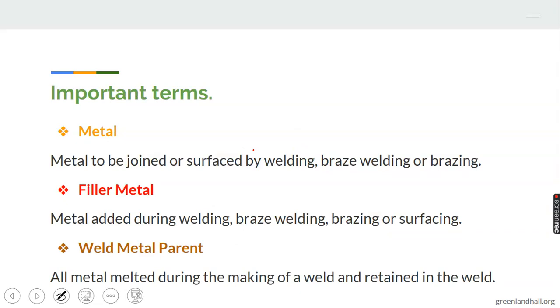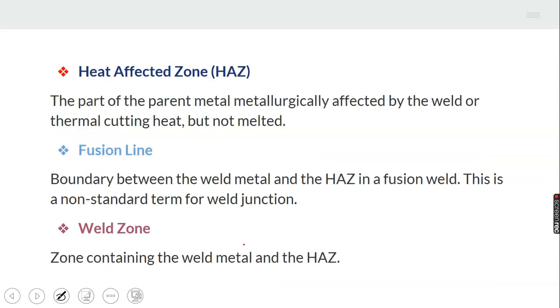Number one is the parent metal, the metal to be joined or surfaced by welding, braze welding, or brazing. Then the filler metal, which is the metal added during welding, braze welding, or brazing of surfaces. Then we have the weld metal, the metal melted during the making of a weld and retained in the weld. Now we have what we call the HAZ, heat affected zone.